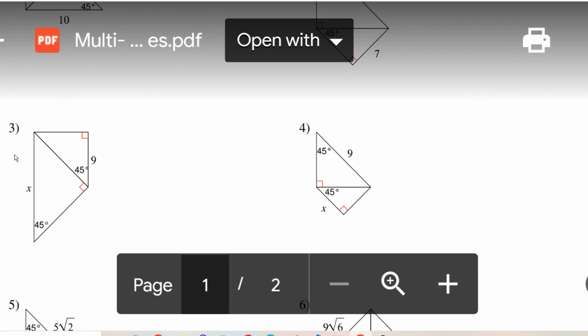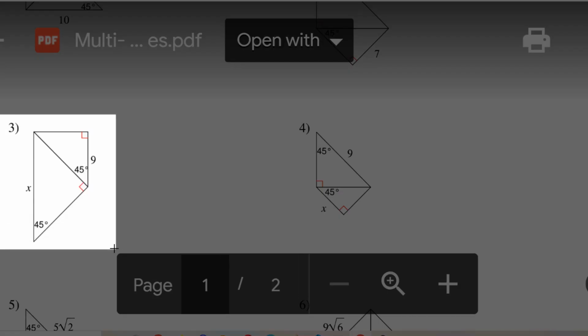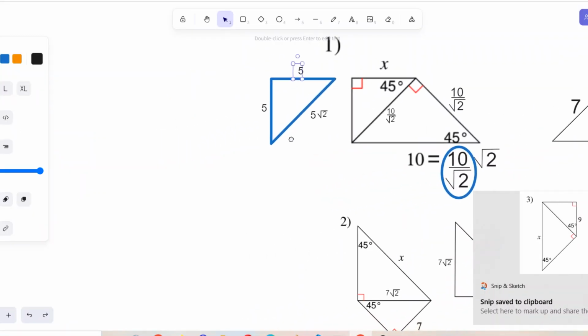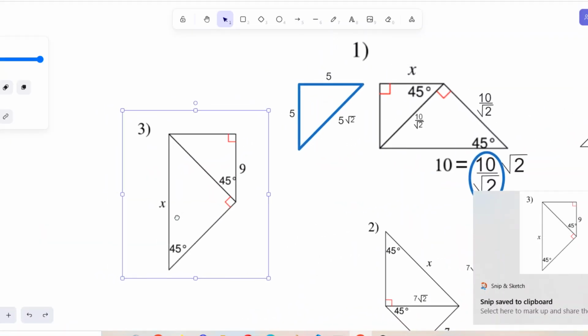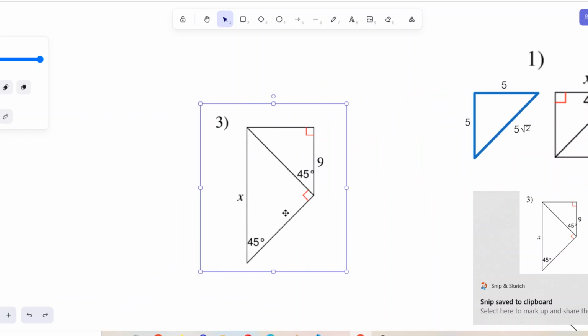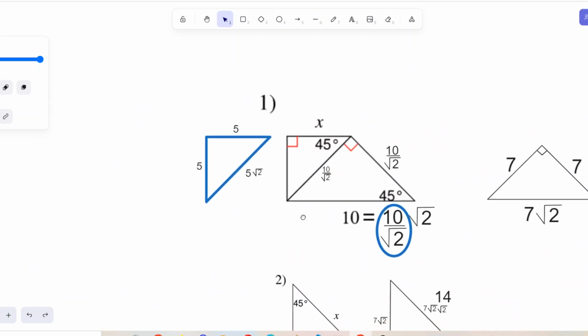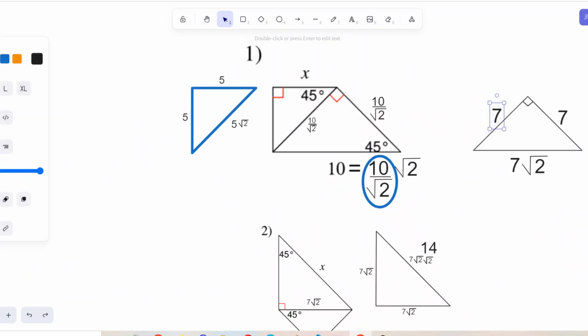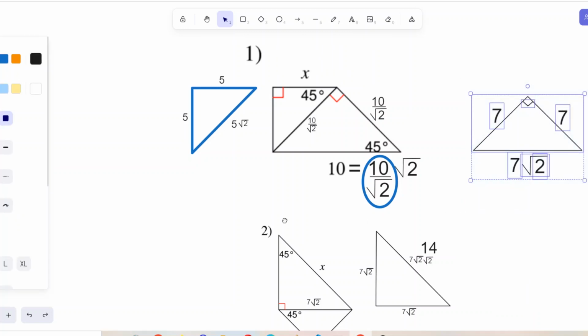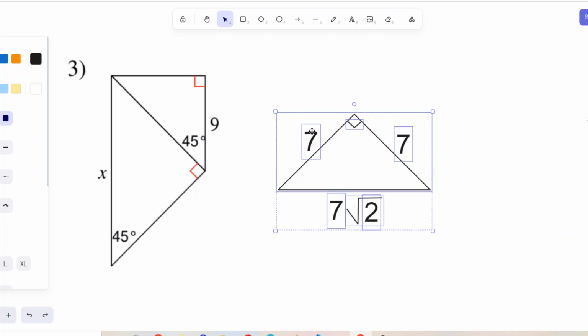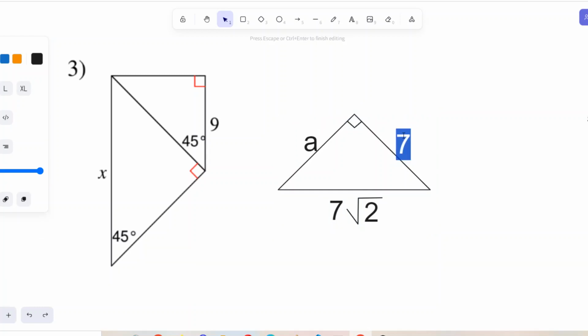Okay, let's look at number 3. So number 3 is this. So again, we don't want to lose sight of our basic general 45, 45, 90 right triangle.